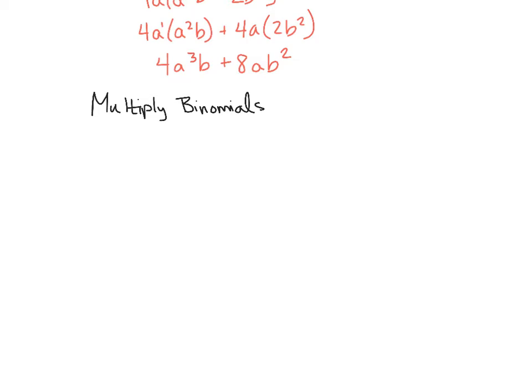And I'm going to teach you 2 different ways how to do these. So, we have a method called the FOIL method, and the F is for the first term in each set of parentheses. The O is for the outside term in each set of parentheses. That would be the first and last.